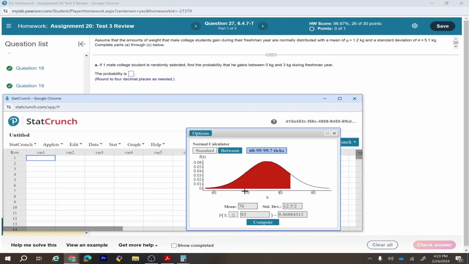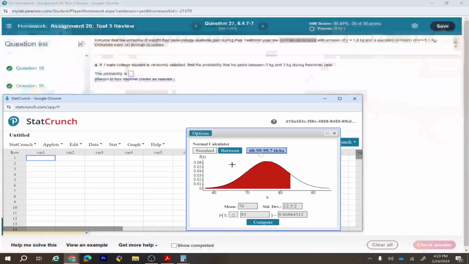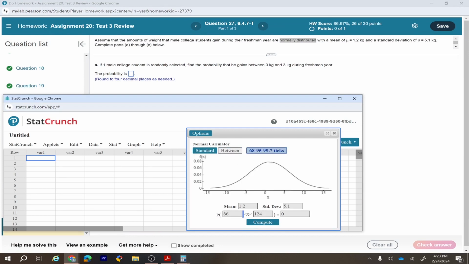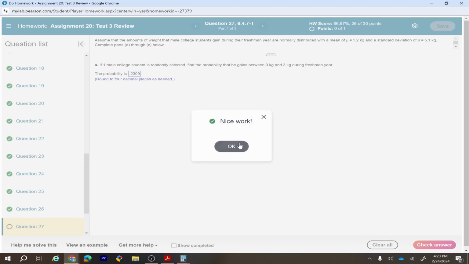Because it's a normally distributed population, we can use the normal distribution calculator. The mean is 1.2 kg and the standard deviation is 5.1 kg. We would like to find the probability between 0 kg and 3 kg, and that's 0.2309. That's the probability of gaining between 0 and 3 kg.